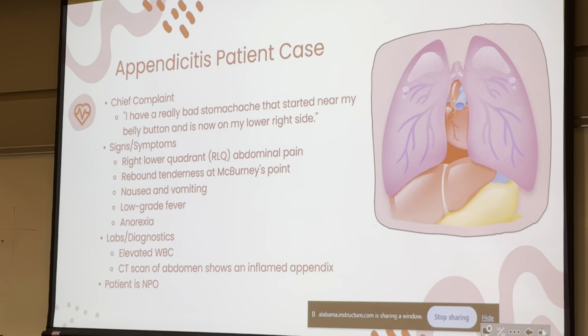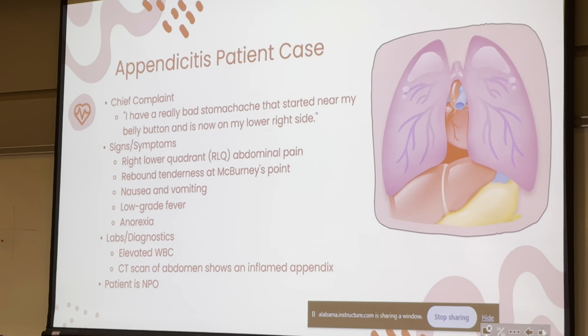So this is what your patient would complain of, or a classic patient, textbook patient, might look like if you were getting a question on them. So they're going to complain they've had a really bad stomach ache, started near my belly button, or they may say it's on my right side, whatever. Right lower quadrant pain, rebound tenderness and McBurney's. They have nausea, vomiting, maybe a low-grade fever, and then they do not have an appetite.